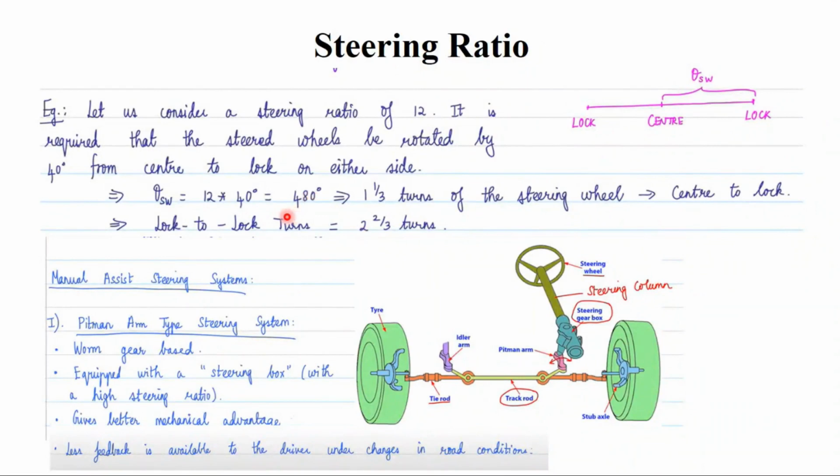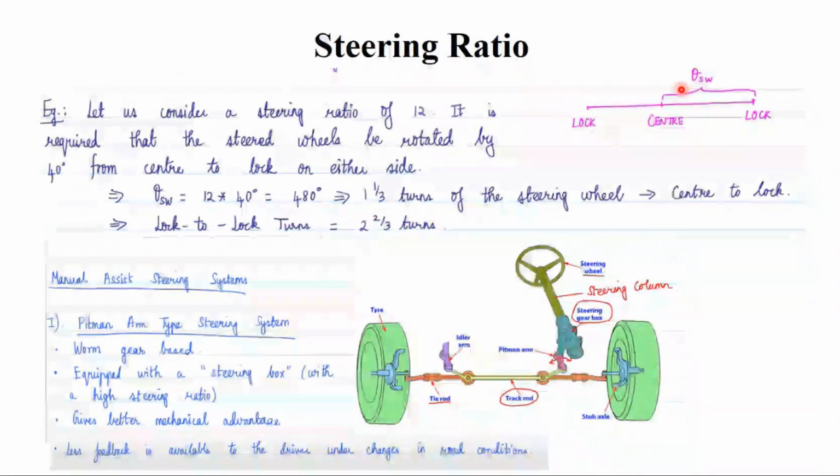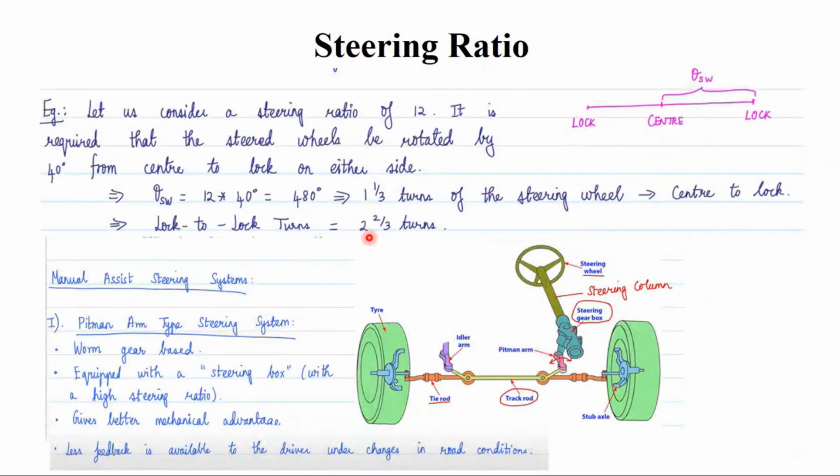So this is 480 degrees for one turn. One turn is 1/3. When you take lock to lock, what will it be? It will be 2 times, so it will be 2 into 2/3.